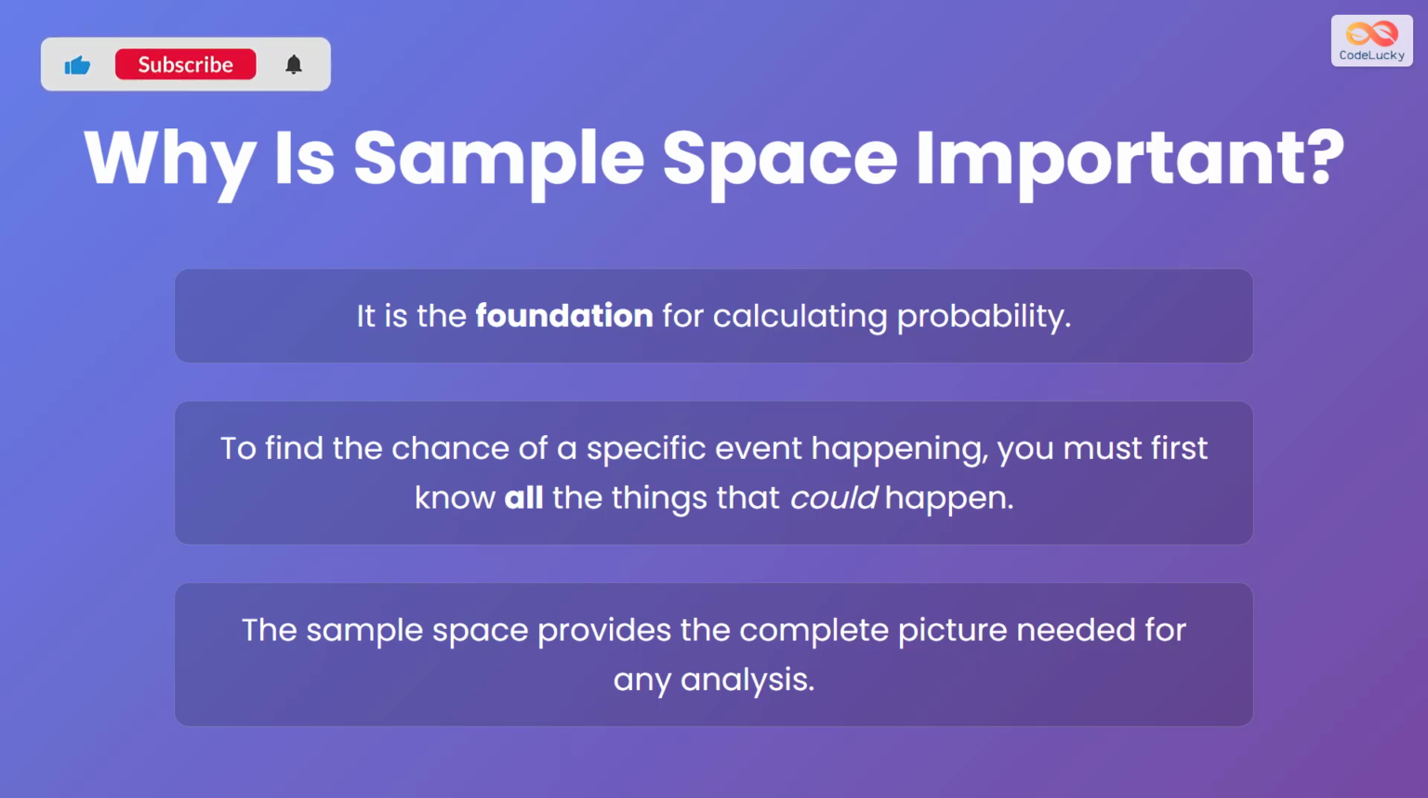You might be wondering why we need to know this. The sample space is the absolute foundation for calculating any probability. To find the chance of a specific event occurring, you first have to know all the things that could have occurred. The sample space gives us that complete picture.